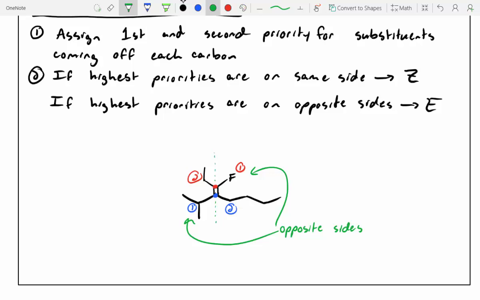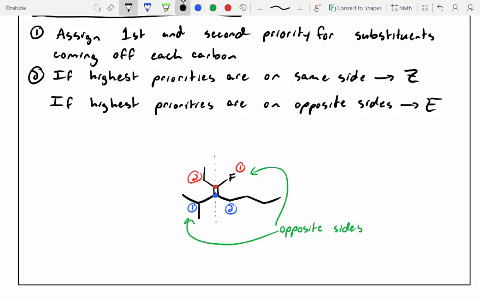If the priorities are on the opposite sides, we would label it as an E, and if they're on the same sides, we would label them as a Z. These come from the German words for together and opposite. Z stands for zusammen, and E stands for entgegen. The trick people use is they say the same side in a German accent. I know mine's not very German, but it works pretty well. So Z is always the same side, and E is on opposite sides.